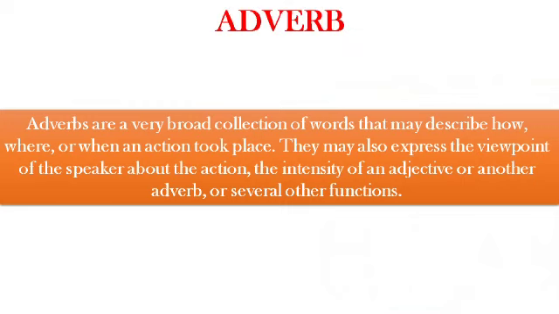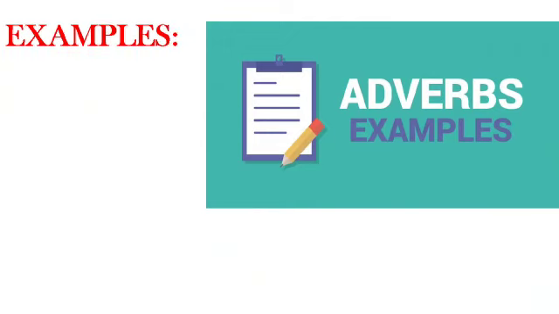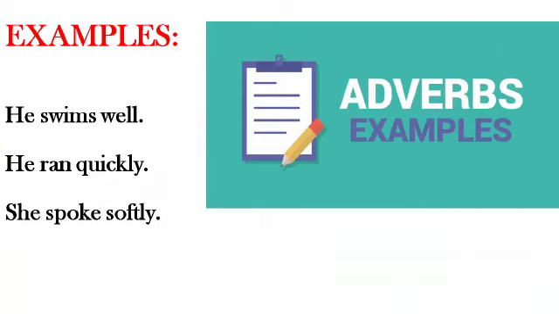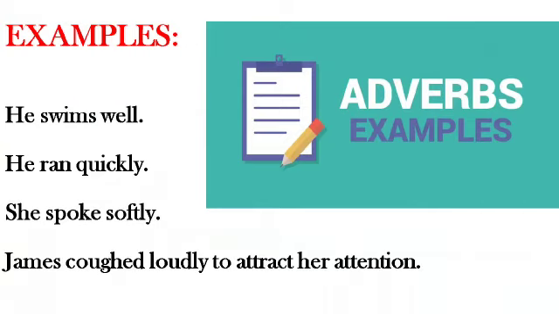Adverb. Adverbs are a very broad collection of words that may describe how, where, or when an action took place. They may also express the viewpoint of the speaker about the action, the intensity of an adjective or another adverb, or several other functions. For example, he swims well. He ran quickly. She spoke softly. James called loudly to attract her attention.